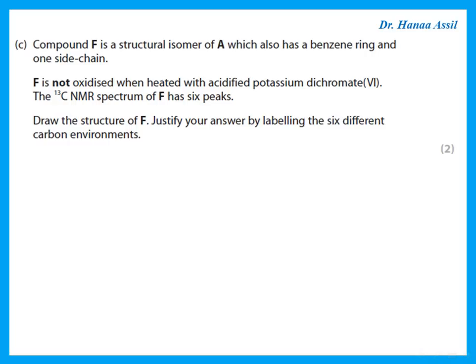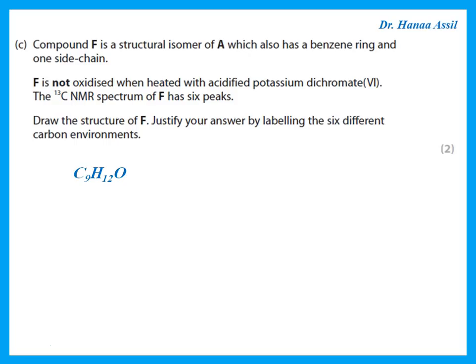Compound F is a structural isomer of A, which also has a benzene ring and 1 side chain. Structural isomer of A means it has the same molecular formula. So we're still looking at something that has C9H12O, and he's telling me it still has a benzene ring, but then F is not oxidized with potassium dichromate. That tells me that it must be a tertiary alcohol. Remember that tertiary alcohols are not oxidized with potassium dichromate.